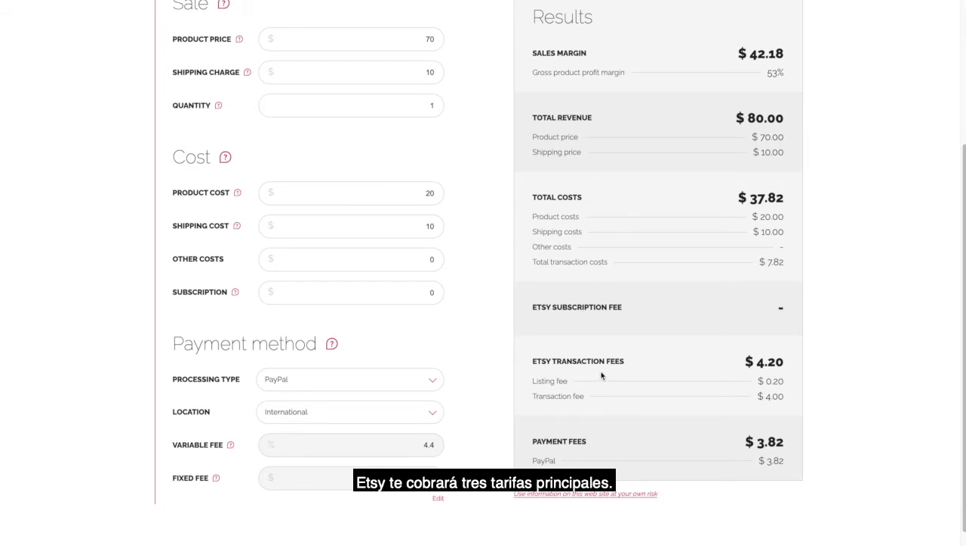So Etsy will charge you 3 main fees. The first one is a listing fee, which is a fixed fee of 20 cents for each new product that you are listing for sale on Etsy. So the first time you upload a product on the platform, you will be charged a flat fee of 20 cents to have that product for sale on the platform. And this listing fee will be renewed every time a new sale of this product is being made. Etsy will also charge you a 5% transaction fee, which in this case is $4.